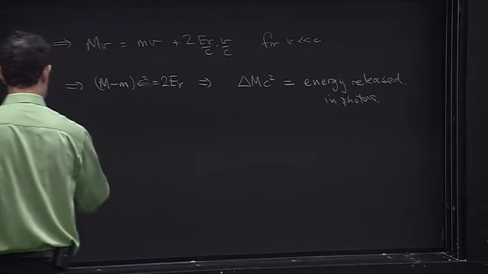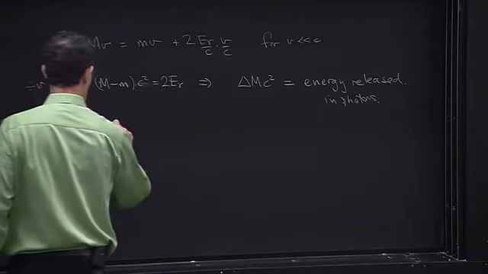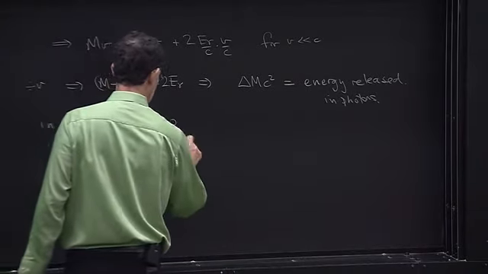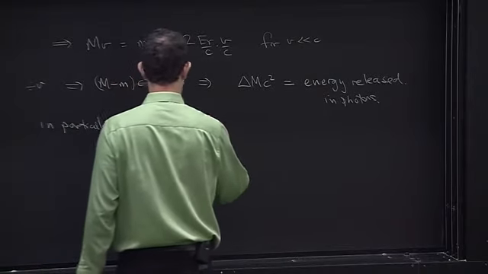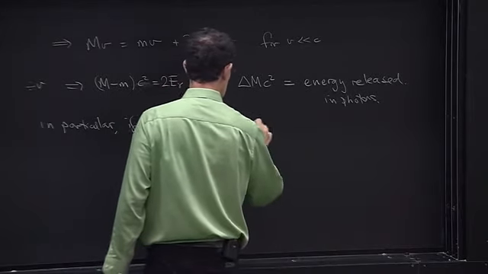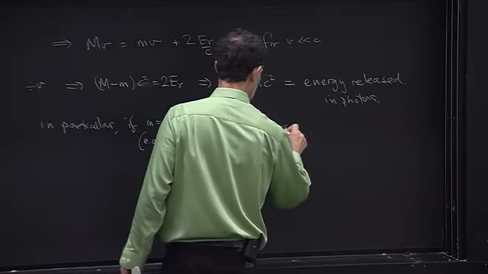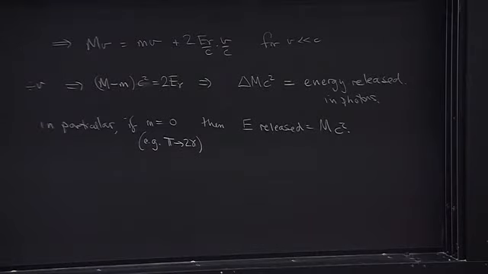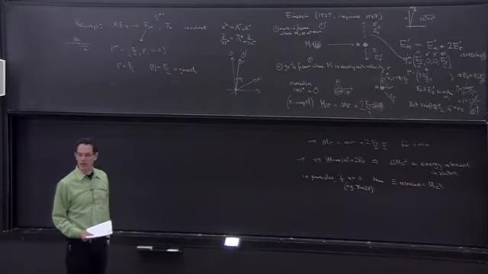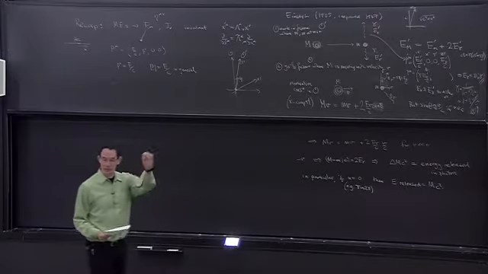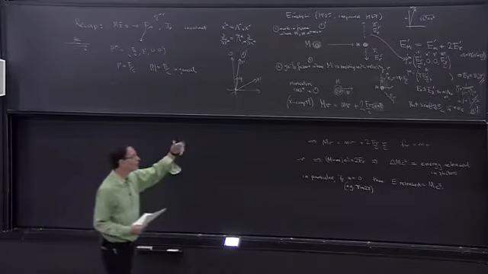So in particular, if m equals 0, e.g. pion going to 2 gamma, then E, the energy released, equals mc squared. And actually, amazingly, in Einstein's 1905 paper, he mentions at the end, maybe this could be checked in radium. Radium, of course, is a radioactive element. It emits particles, and indeed, the formula is correct.